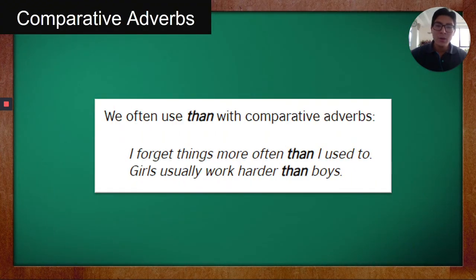Now, don't forget that we often use than to compare with comparative adverbs, to compare two elements. For example, I forget things more often than I used to. Here I am comparing myself in the present with the person I was in the past. And girls usually work harder than boys. Here I am talking about two groups of people, girls and boys.